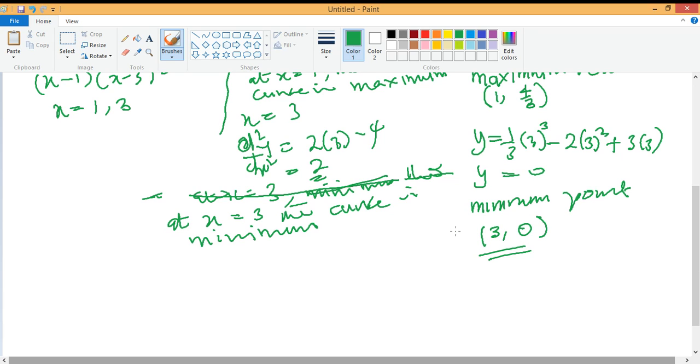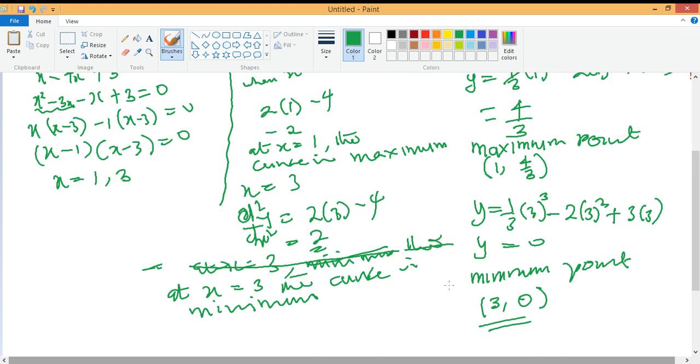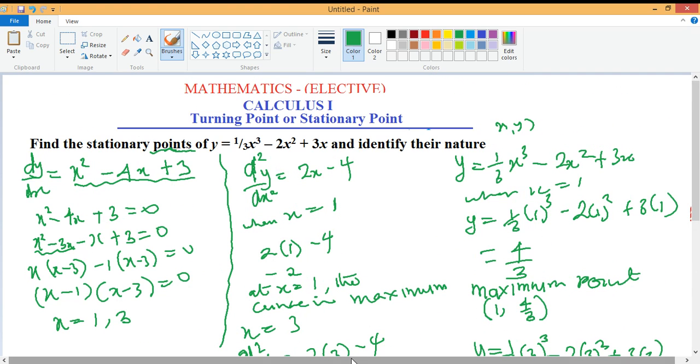So that is that for question 2. Let me solve the last two questions, and then I will bring some technical questions so that we look at how to handle a little bit advanced questions. Some questions that will let you think.